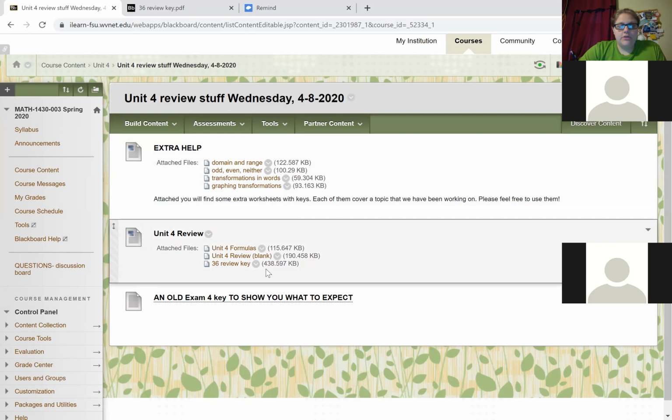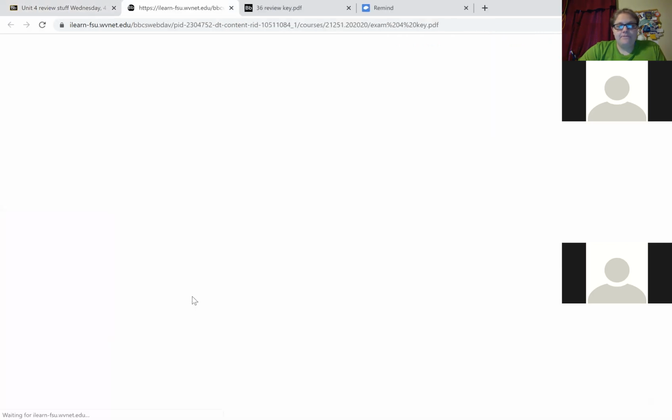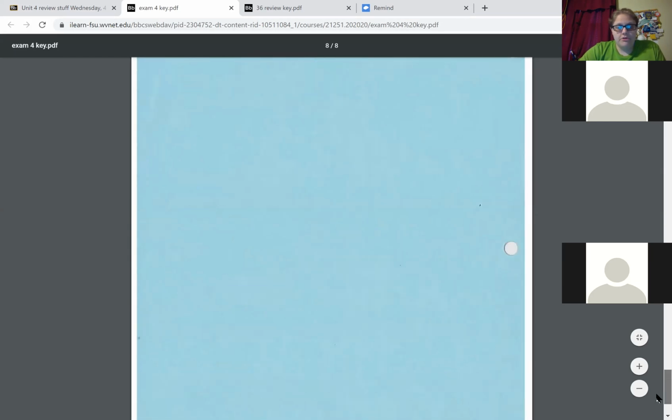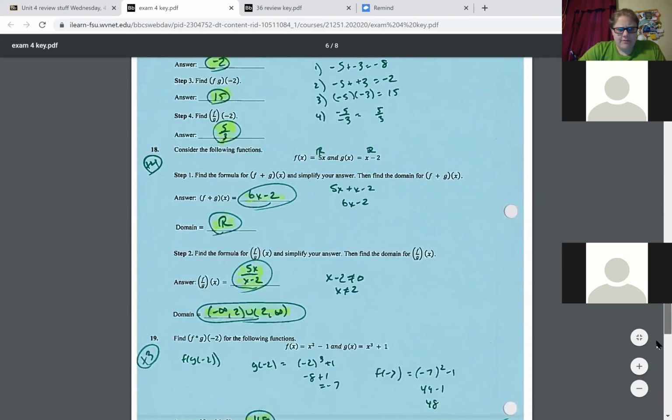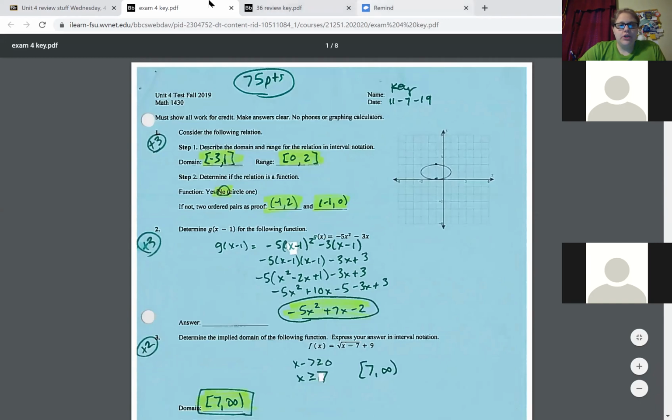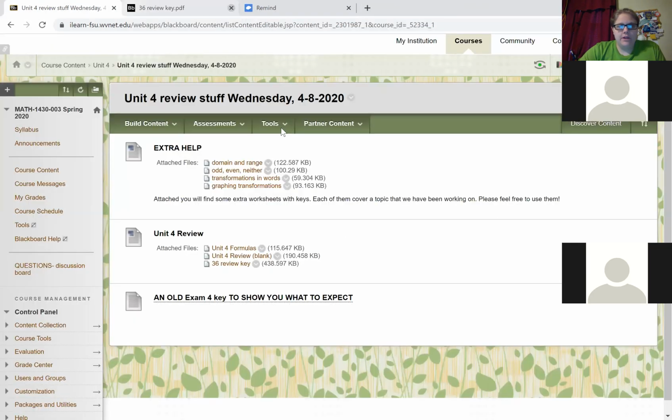The next section you see is the Unit 4 review. The first link is the formulas. The second link is a blank review, just in case you want to look at it. And then the third link is the review key. Here's an old exam. I don't know if you're going to be able to see this or not, but maybe. If you look at the old exam, you're going to expect to see exactly that with new numbers, okay? And on that old exam, there was a total of 22 questions. So the one that you're going to take tomorrow is going to be very, very similar.